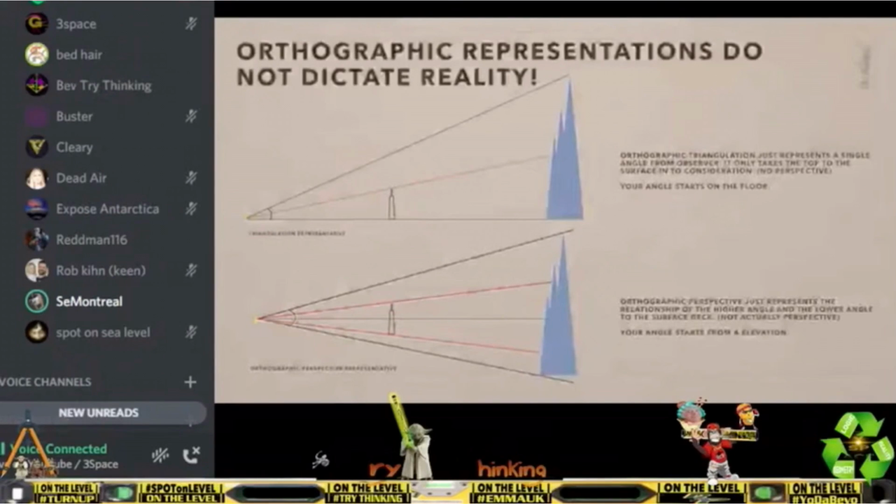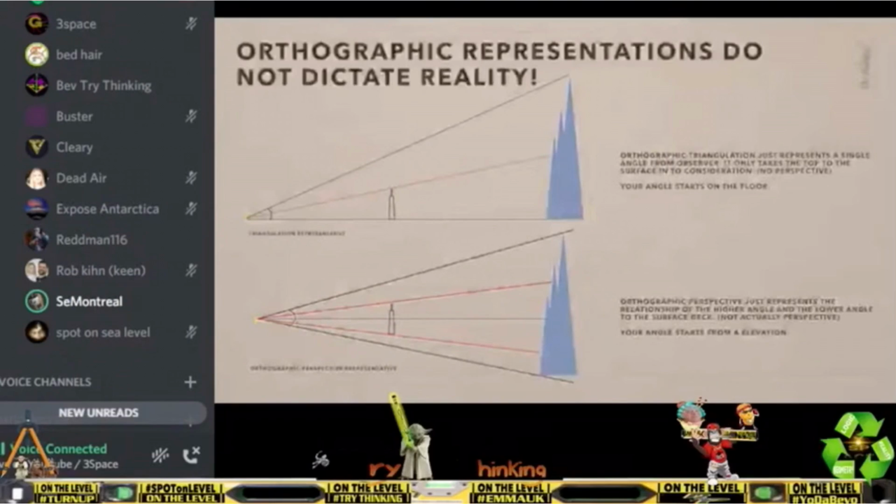Okay. So you understand, the top one is normal triangulation. You're literally only taking a single angle. Yeah. So the top of the mountain shows higher. There's more to see. That would be the trigonometrical view that people keep using, the right angle triangle. Yeah, exactly. And the other one is more of an isosceles.